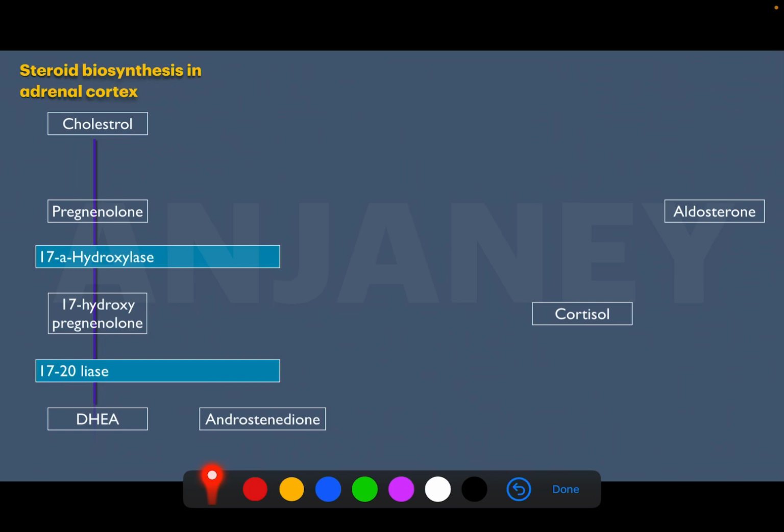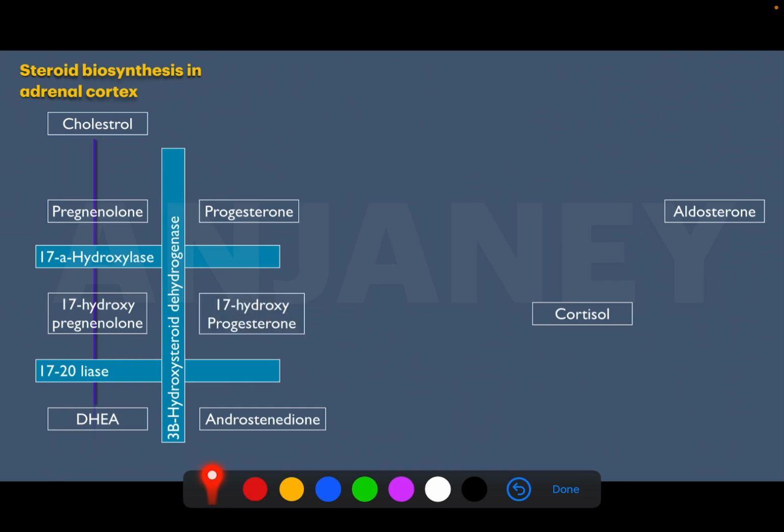Now, I don't want to make DHEA. I want to make androstenedione from this. So what will I do? I have another enzyme called 3 beta hydroxysteroid dehydrogenase. This will convert these into progesterone and hydroxyprogesterone. So from pregnenolone we have progesterone analogs.